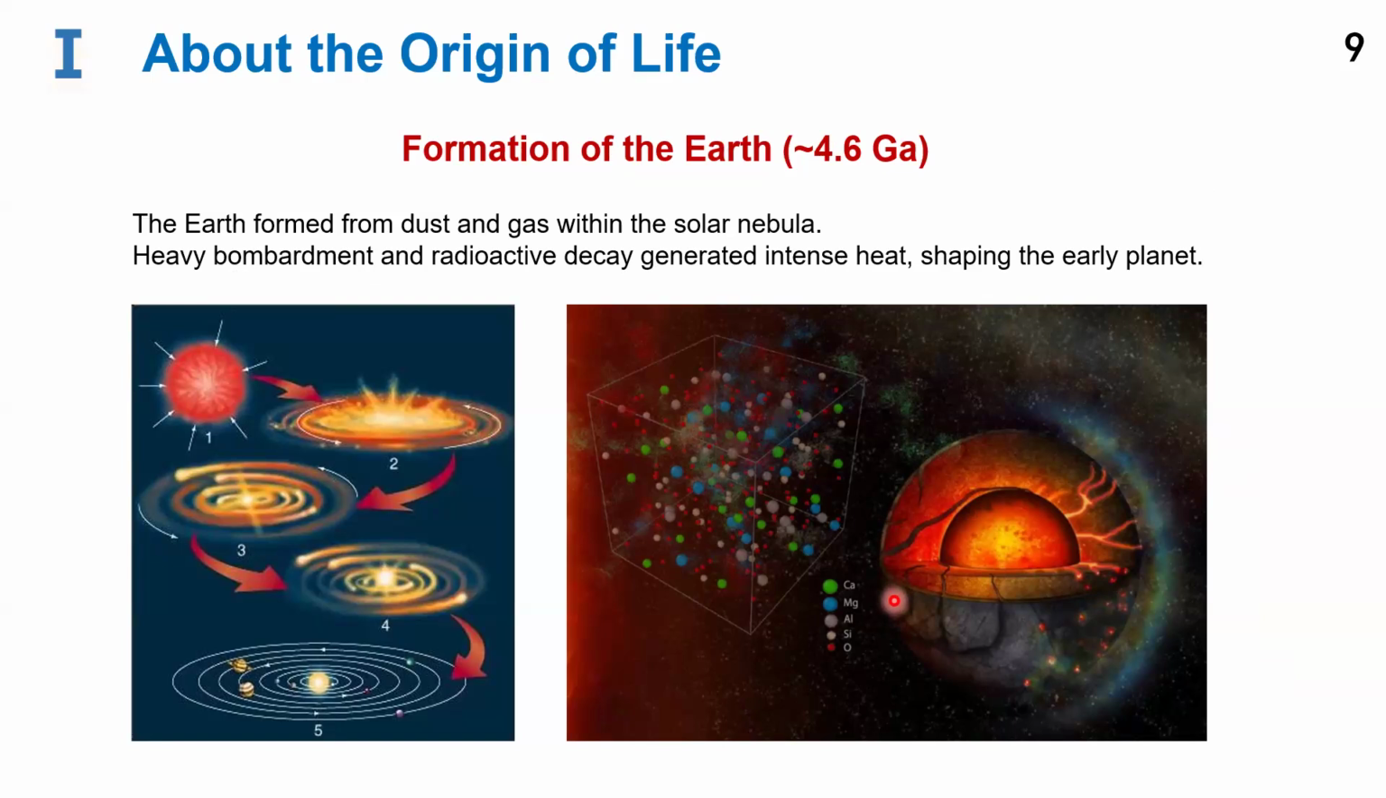The molten stage allowed the planet to differentiate, with denser materials like iron and nickel sinking to form the core, and the lighter silicates forming the mantle and the crust. In other words, this very beginning sets the stage for everything that came later, including the chemistry that ultimately gave rise to life.